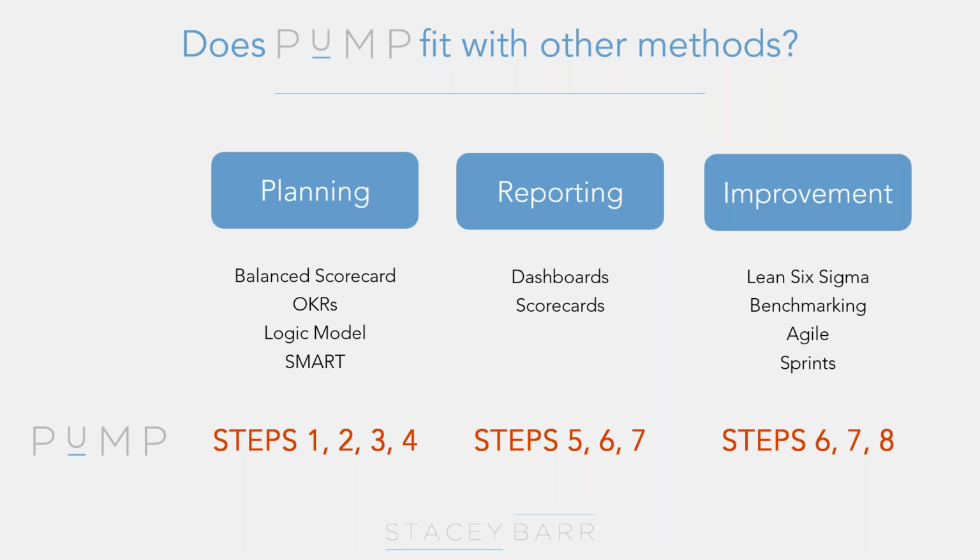But PuMP does two things to help improvement methods like this. Firstly, it makes sure the right measures are the focus of improvement. And secondly, it makes sure those measures are used to test the success of the improvement initiatives. And PuMP steps 6 and 7 do this for you.